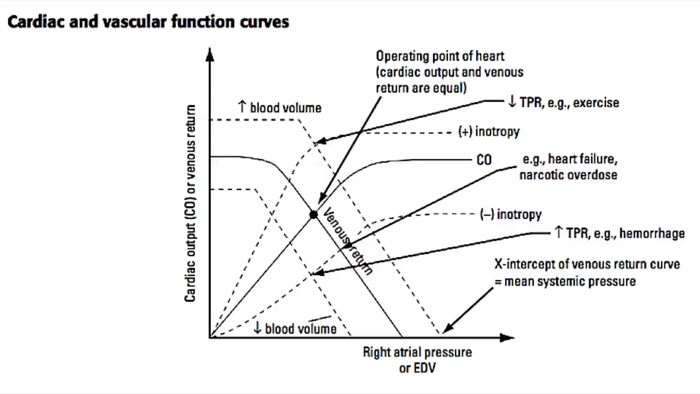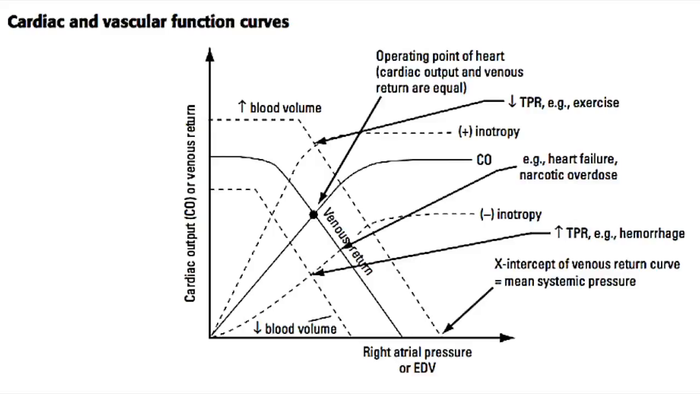Where these two curves intersect at the center of the graph is called the operating or steady state point of the heart. Normally, venous return equals cardiac output. So the point at which these two curves intersect is the operating point of the heart, where the cardiac output and the venous returns are equal. The reason that this graph exists is to help you predict what different events, such as increasing inotropy or decreasing inotropy, will have on the cardiac output of the patient.